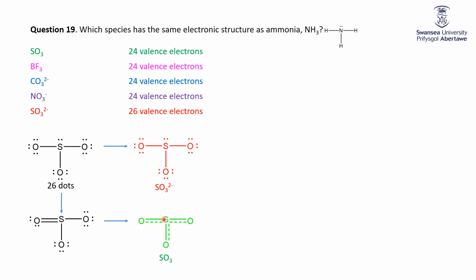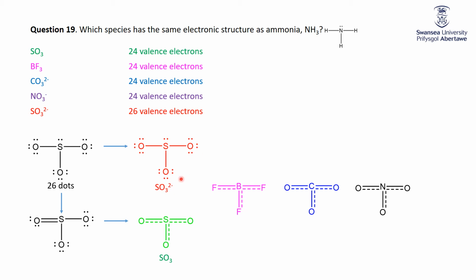So we draw that as a whole bond and then a partial bond. Now that's SO3 with 24 valence electrons. Well, BF3, CO3 2-, and NO3- would all be exactly the same. They would all be isostructural and isoelectronic because they've got the same connectivity, an atom bonded to 3 other atoms, and the same number of valence electrons to put in there.